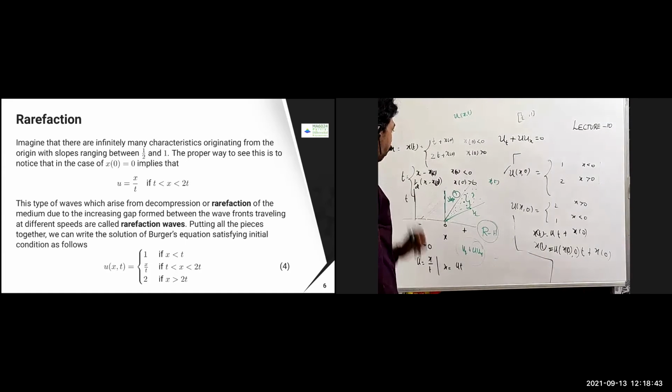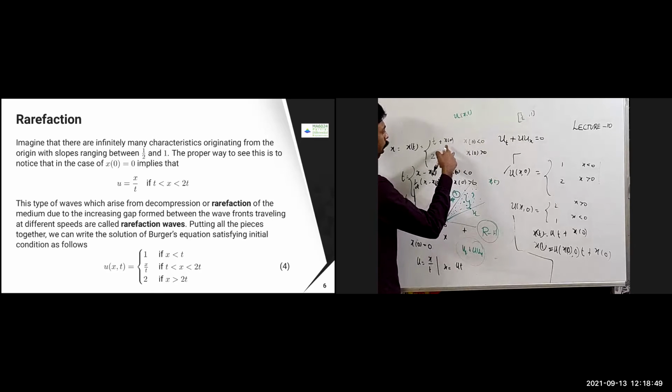Now, what is the slope in between? In between, what is the slope going to be? So this one, the slope is going to be 1. This one, the slope is going to be between these two.